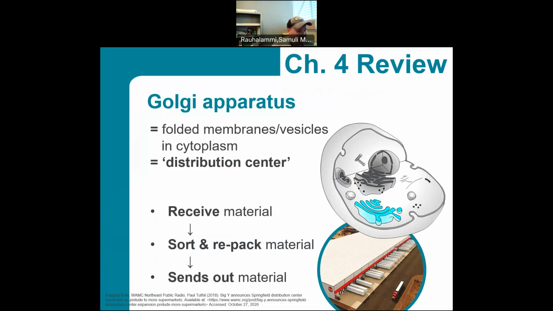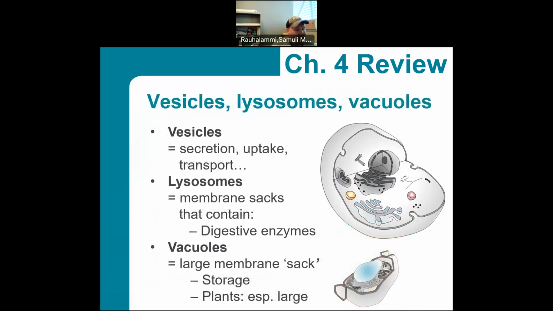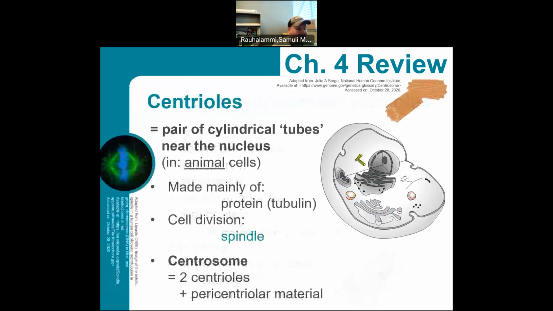So it kind of organizes materials that come in and leave this structure. Vesicles, lysosomes, vacuoles all represent different kinds of structures that contain materials within the cell. They might be involved in moving those materials around or storing materials within the cell. So that's what to know about those.